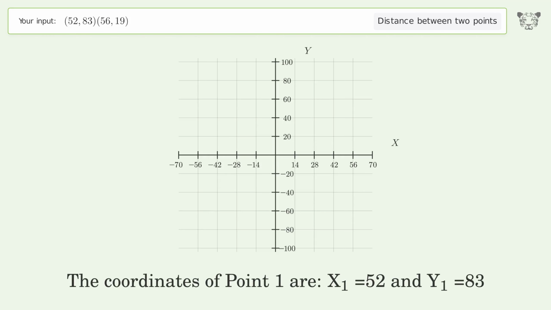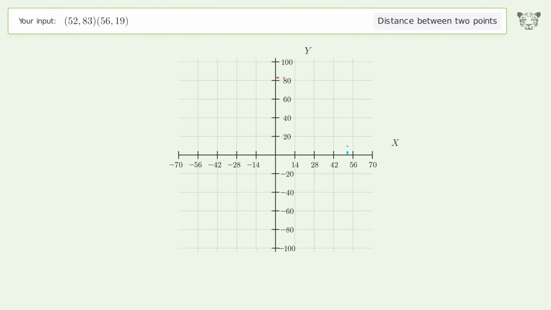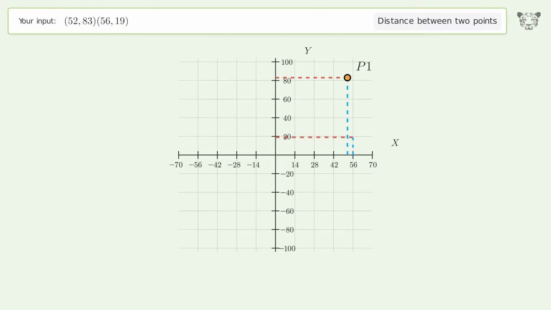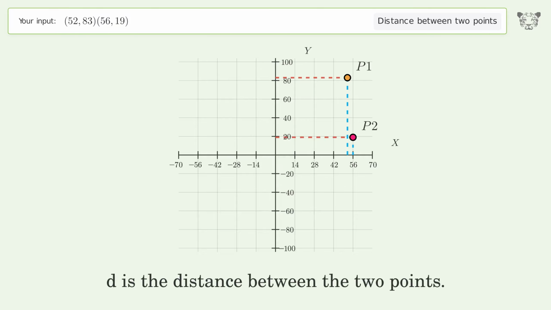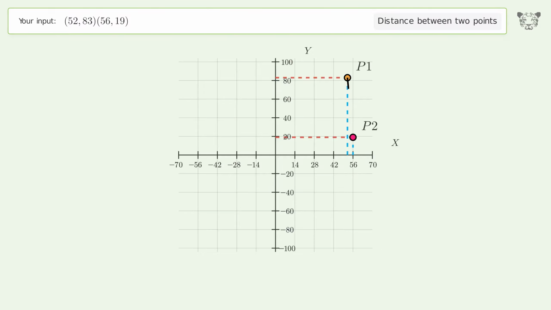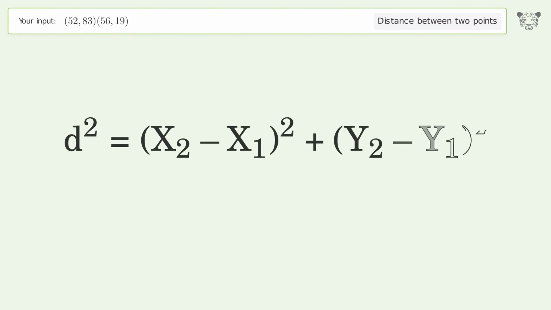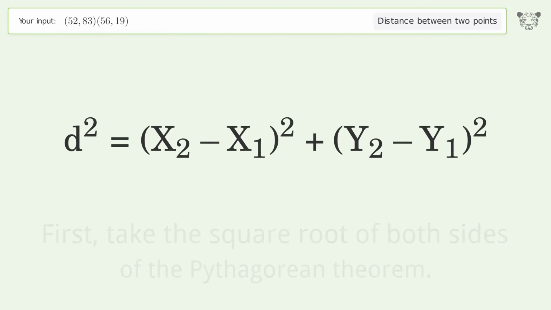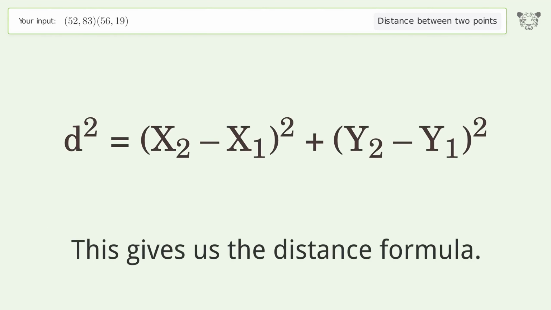The coordinates of point 1 are x1 equals 52 and y1 equals 83. The coordinates of point 2 are x2 equals 56 and y2 equals 19. D is the distance between the 2 points. First, take the square root of both sides of the Pythagorean theorem. This gives us the distance formula.